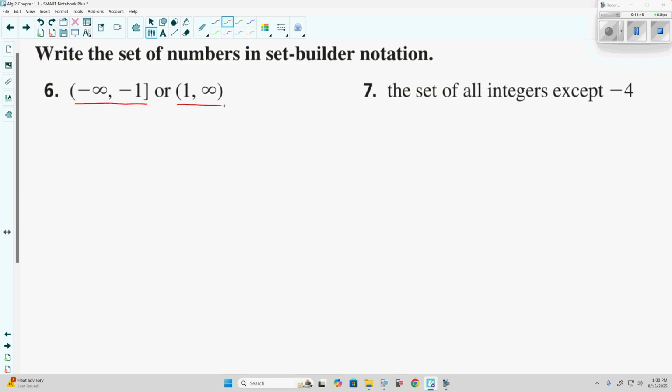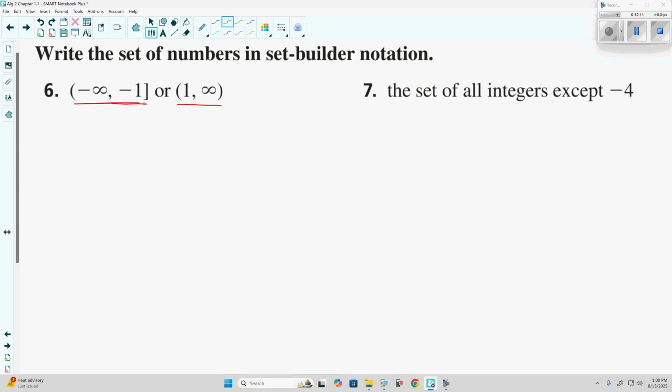Now, if they had given us an inequality to start with, they said write set builder notation for x is greater than 4, well, we can say brace x bar x greater than 4, brace. Because if it's already in an interval notation, we can just throw it in, we're good. Here, we've got to change these over.